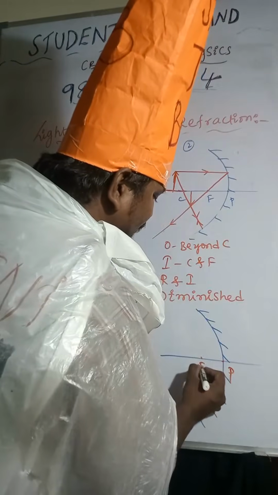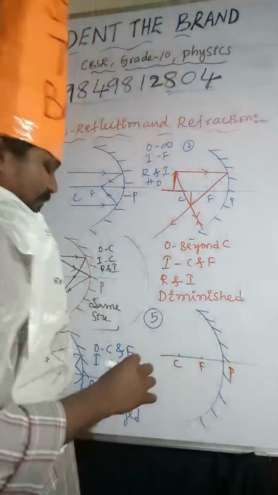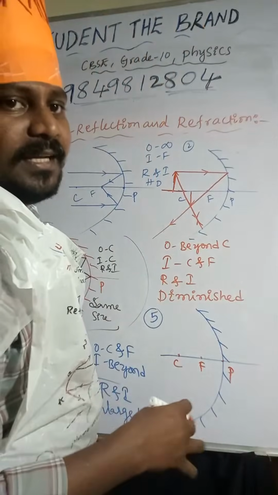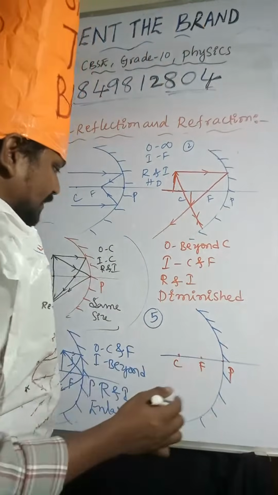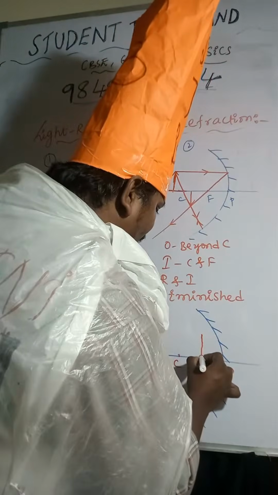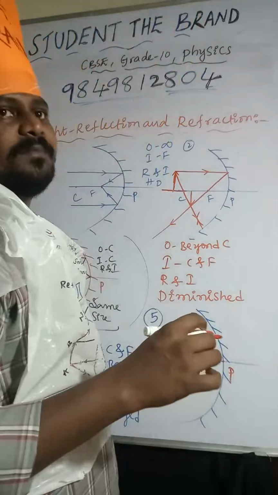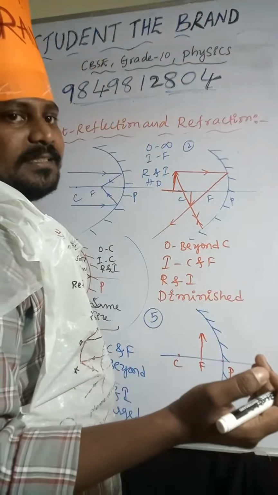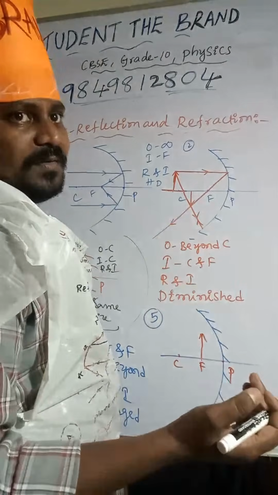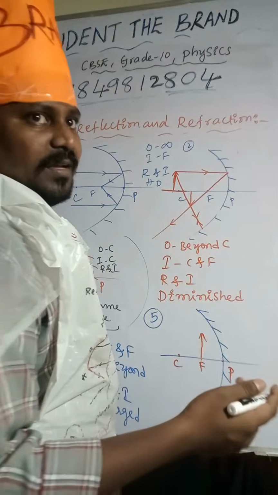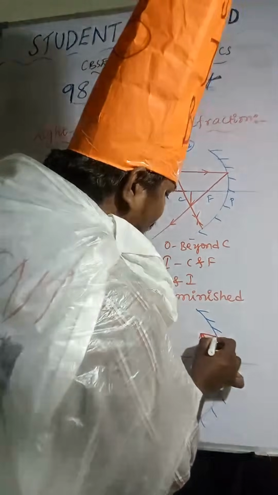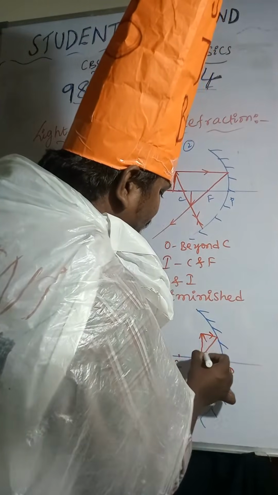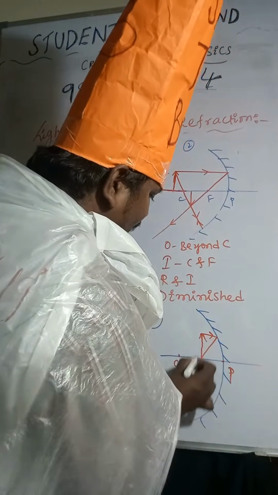So for focus, center of curvature, object is placed at F. How many light rays are required to form the image of the object? Minimum 2 light rays are required to form the image of the object. Yes or no? So one light ray I am taking like this. So after this it will be moving.